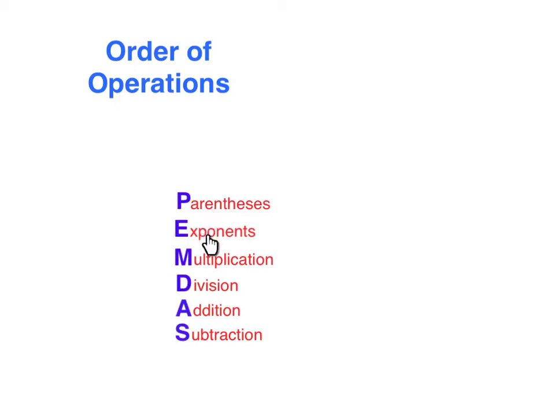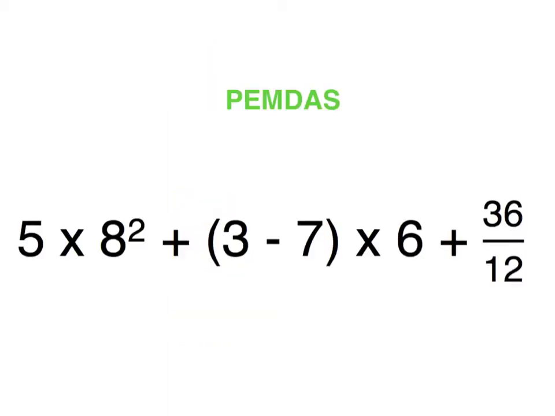P, E, M, D, A, S. PEMDAS. That's the acronym you can use to help you remember the order of operations. So let's use the acronym PEMDAS to help us solve this problem.